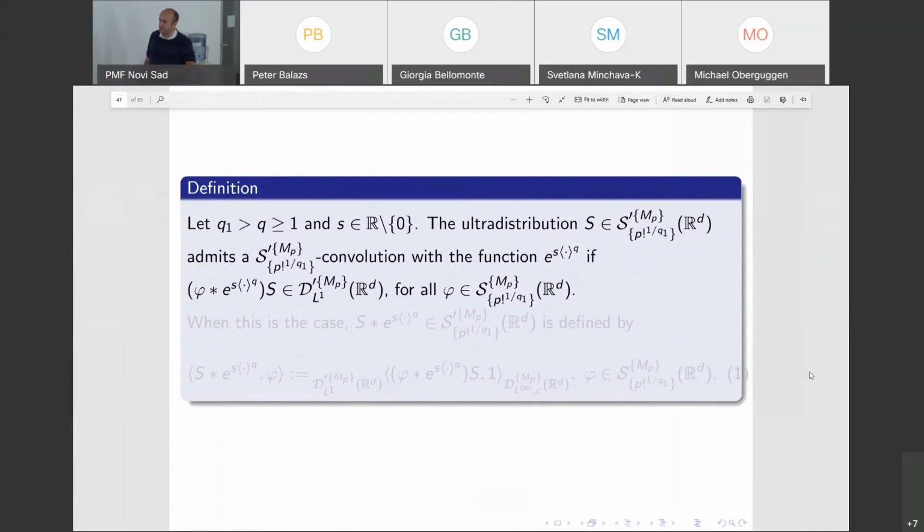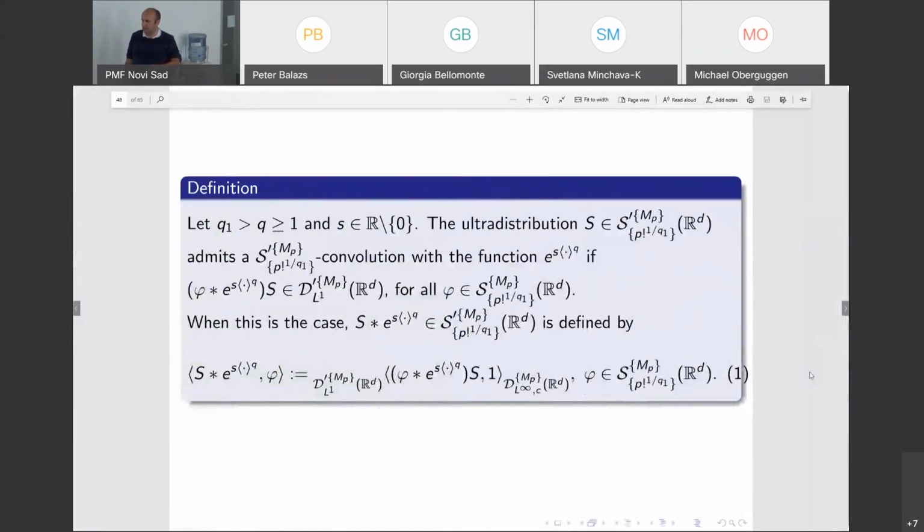So S multiplied with this is the standard convolution of two functions. Then S multiplied with the function. We demand this to be in this D prime L1, this nested space, for all the test functions. When this is the case, then this is defined. We apply this thing to 1. Once again, 1 is 1 as a constant function.